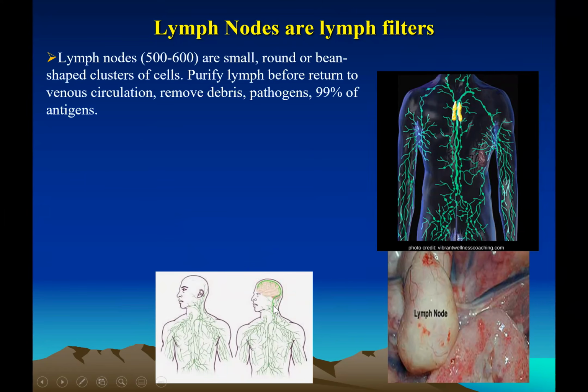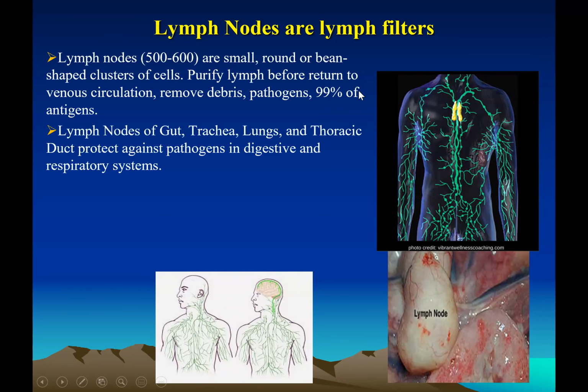So we have about 500 to 600 lymph nodes scattered all over the body. They are shaped like a lima bean, and they are found in clusters. There's a cluster in your neck, under your armpit, in your digestive tract, and in your groin region. So they can be found in clusters in our body. And they can get rid of 99% of the foreign invaders, the pathogens, in your body.